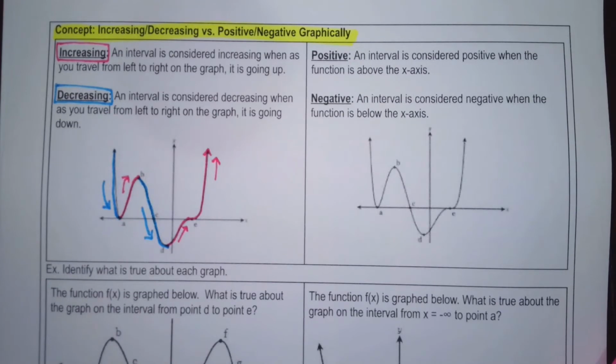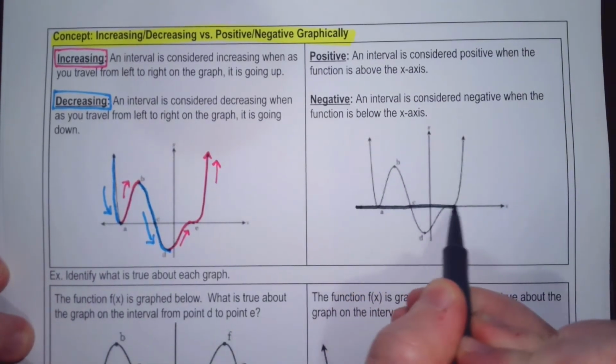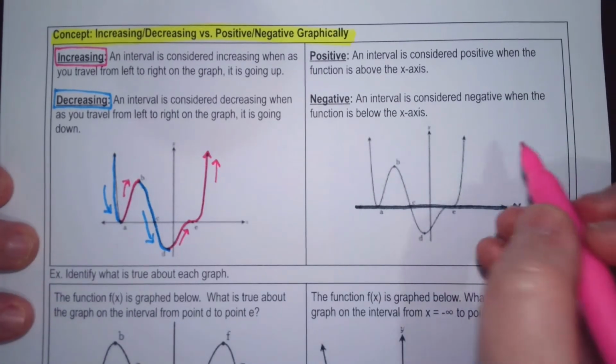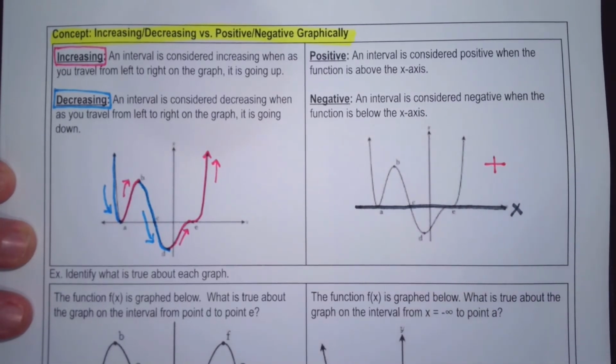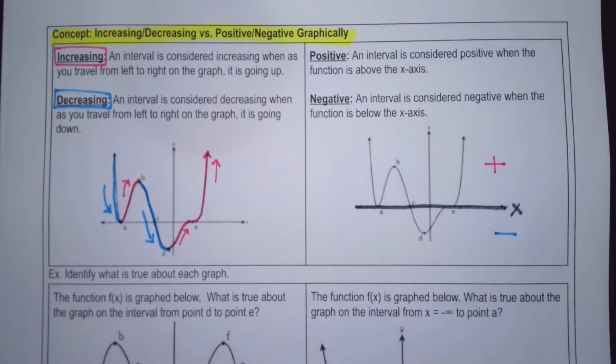Now let's talk about positive and negative. An interval is considered positive when the function is above the x-axis. So the x-axis determines when things are positive or negative. So above the x-axis is positive, and then anything below the x-axis is negative.